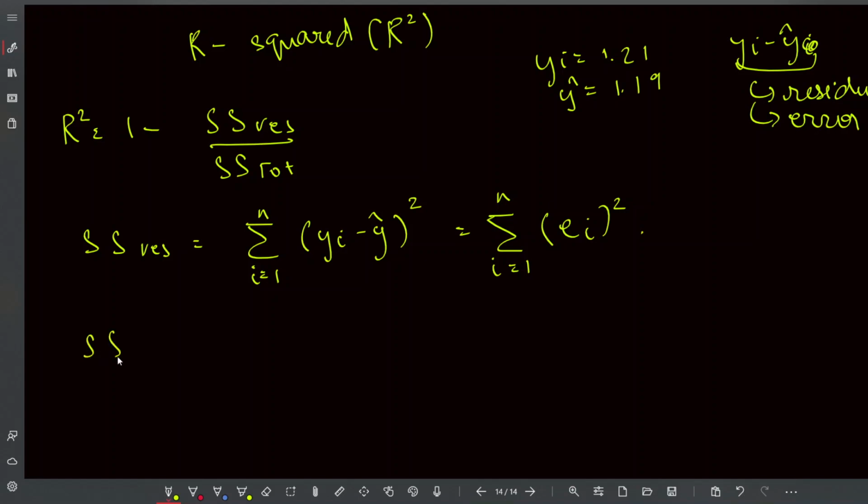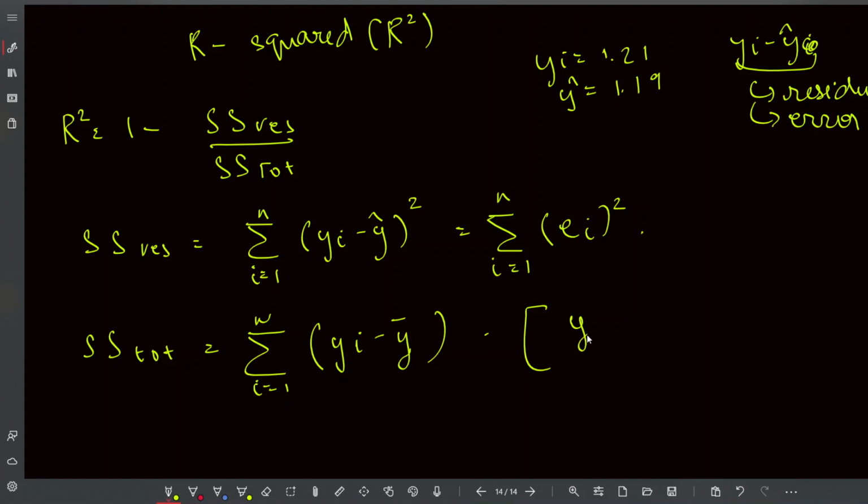So now let's understand what sum of square total is. It is basically the summation i equals 1 to n, (yi minus y bar) squared, where y bar is equal to 1 by n summation yi, where i equals 1 to n. Okay, so what does this mean?